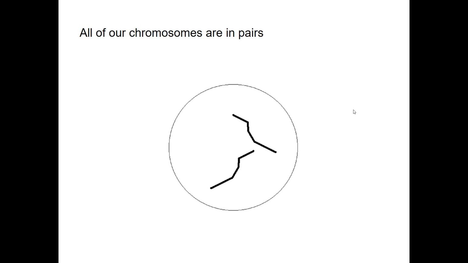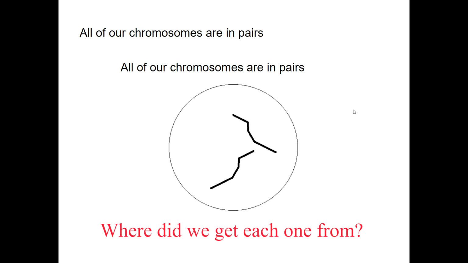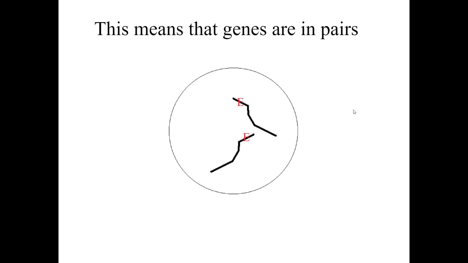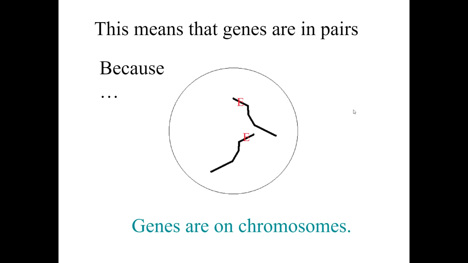All of our chromosomes are paired. Where did we get each one from? I already mentioned this. Half came from mom and half came from dad. This means that genes are in pairs. So genes are on chromosomes.